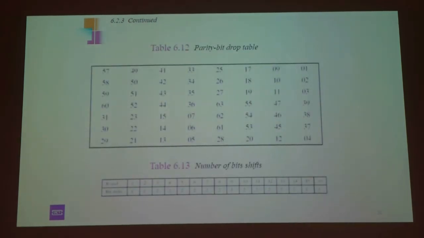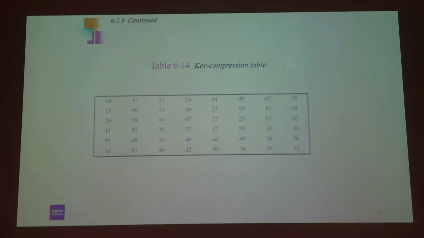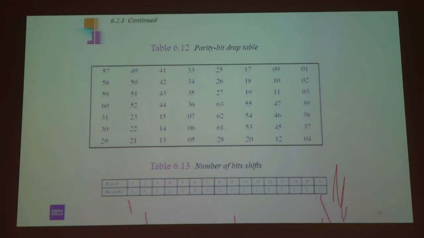And this is the parity bit drop. And this is the number of shifts. For example, in round 1, round 2, round 9, and round 16 it is 1 shift. Otherwise, 2 shifts. The parity bit drop looks like a permutation table, the parity bit drop table.